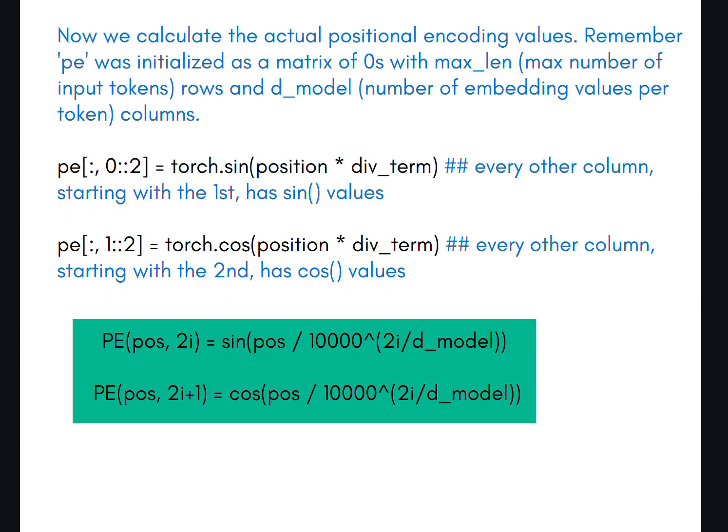Okay. So now we have calculated the positional encoding value. Remember, PE was initialized with a matrix of zeros with maximum length. So we are now going to calculate the positional encoding values, and d_model, which is the number of embeddings per token column. So 0 to 2 and 1 to 2. That's every other column starting with the first has sine value. Every other column starting with the second has cosine value. So it's an alternating value, right?